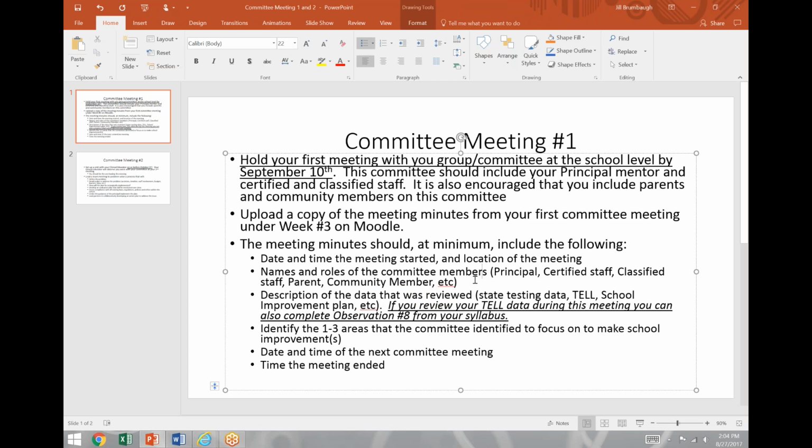Based on that information, after you're done reviewing lots of data, try to identify 1 to 3 areas for that committee to focus on to make improvements moving forward. And then at the conclusion of that meeting, obviously you need to set up the date and time for your next meeting, and then record the time that the meeting was over. Type up those minutes and upload those under week number 3.